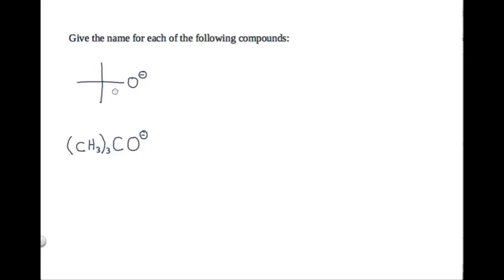Here is a compound that plays an important role in E2 mechanisms. Do you know what the name of this compound is? Here's the answer. This compound is called tert-butyl oxide. Let me show you why this is a logical name.